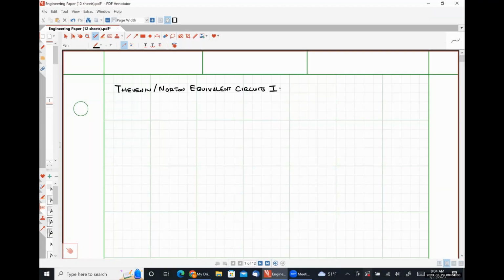This is going to be our first of 2 lectures on this material. Today we are going to cover Thevenin and Norton equivalent circuits when there are only independent sources present. Our class meeting next Monday, after our exam, is going to be on Thevenin and Norton equivalent circuits with dependent sources. So I am intentionally not including dependent sources today.